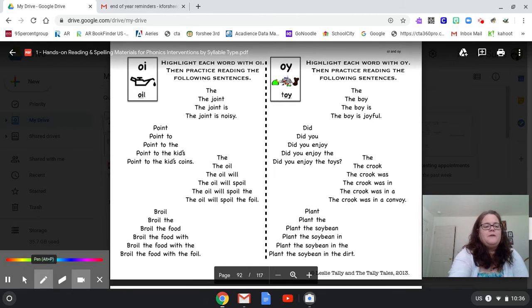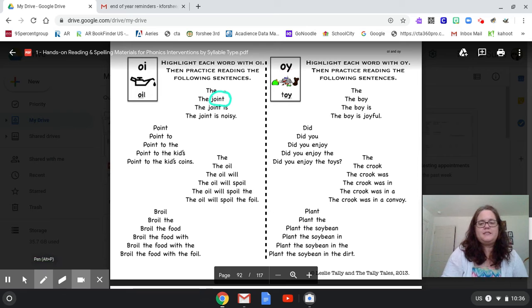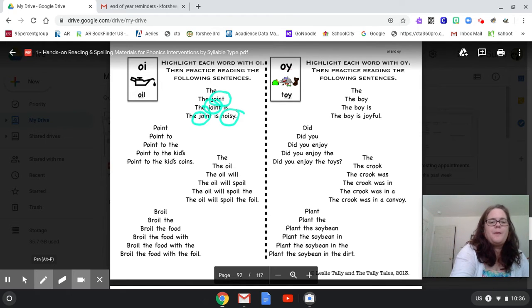So let's look first at the OI. So we start with: the joint is, the joint is noisy. Good. Joint is another word for place. So that's what they're saying, but they wanted to use the oi sound. So that's why they use joint. All right, next one. Point.